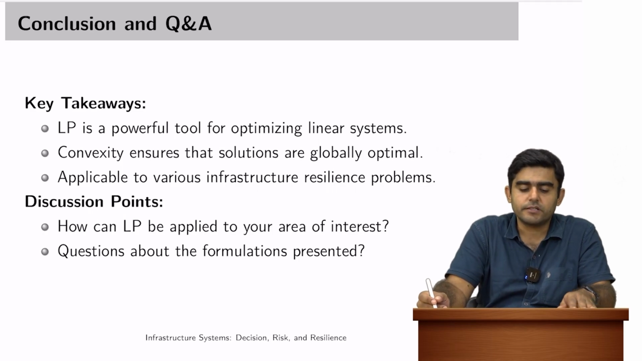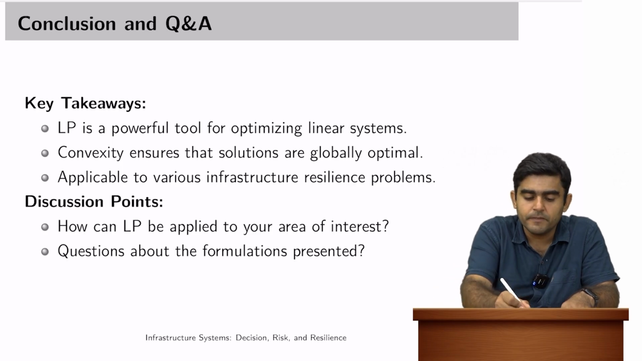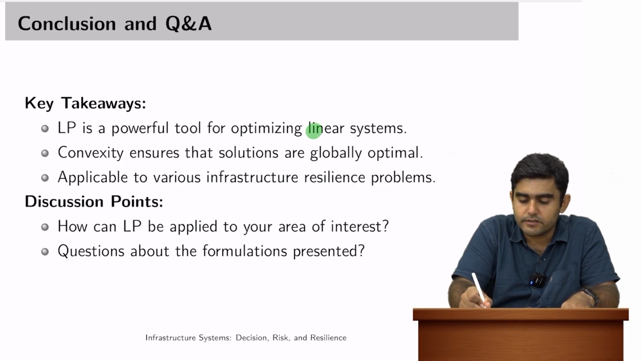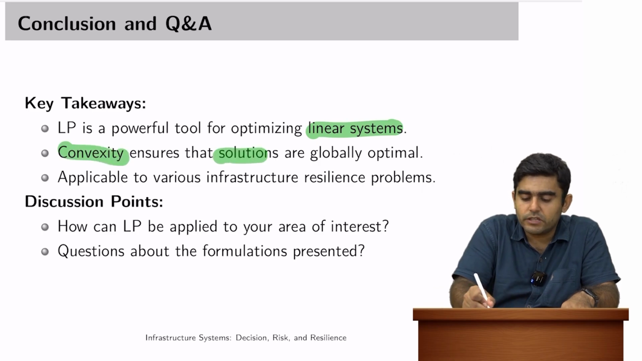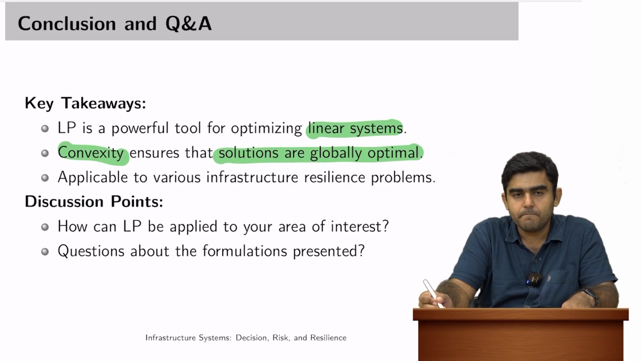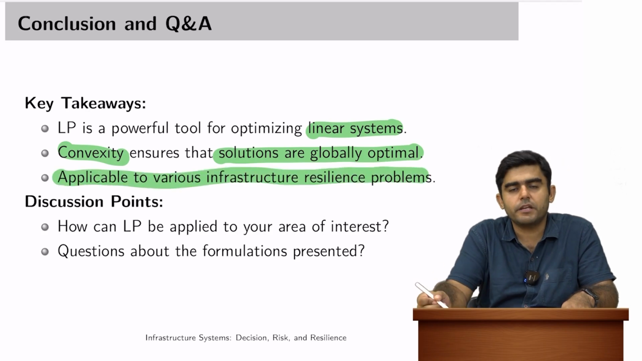So from our discussion, a few key takeaways emerge. The first one is that linear programming is a very powerful tool for optimizing various linear systems. And in this case, convexity does ensure that solutions are globally optimal. Moreover, this finds great application in various decision making and infrastructure resilience problems.